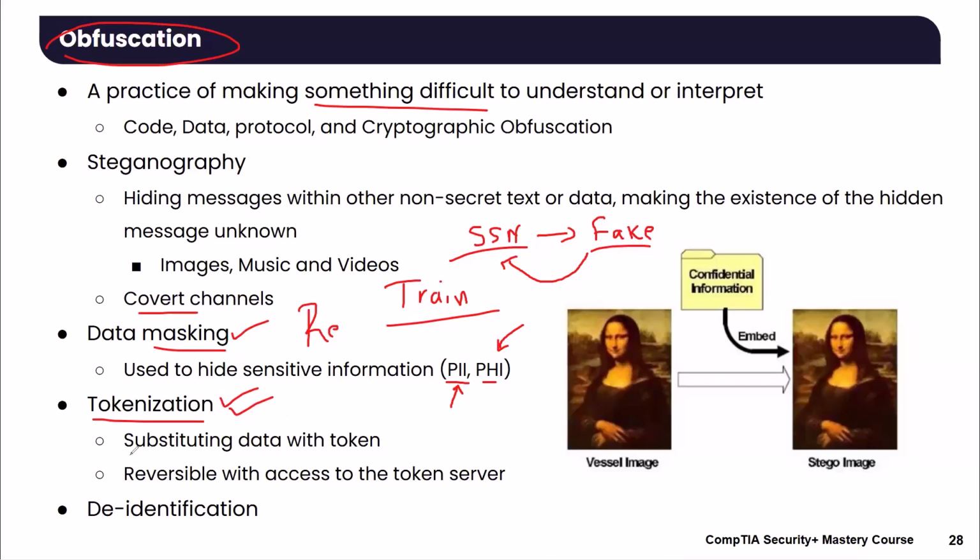Tokenization. This is all about substituting. So it's when we're substituting confidential information with the token. So we're substituting data with the token. The beauty of this, it's reversible. But the only way you reverse this is if you have access to the actual thing that generated the token in the first place. So tokenization is nice and it's being used in many places.